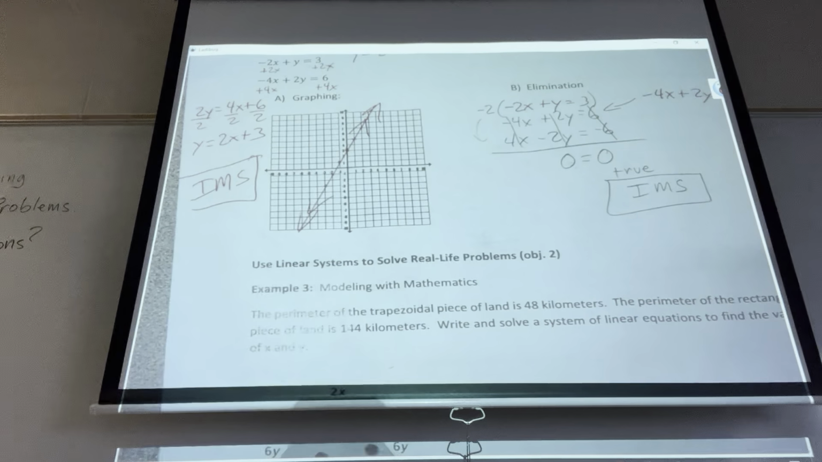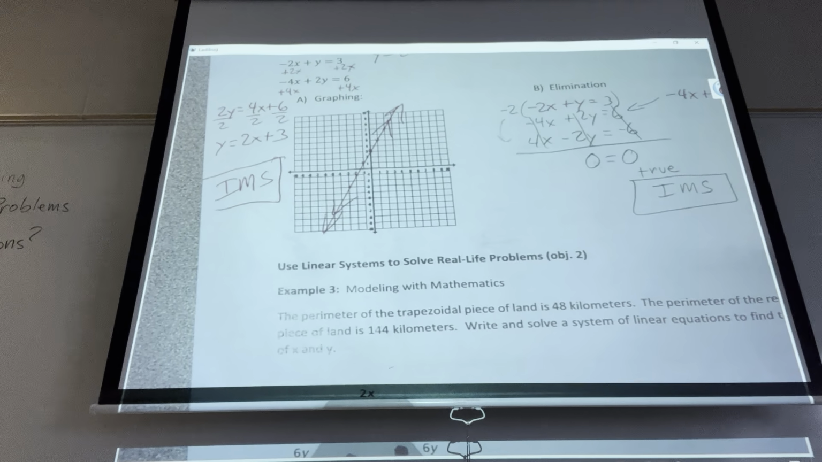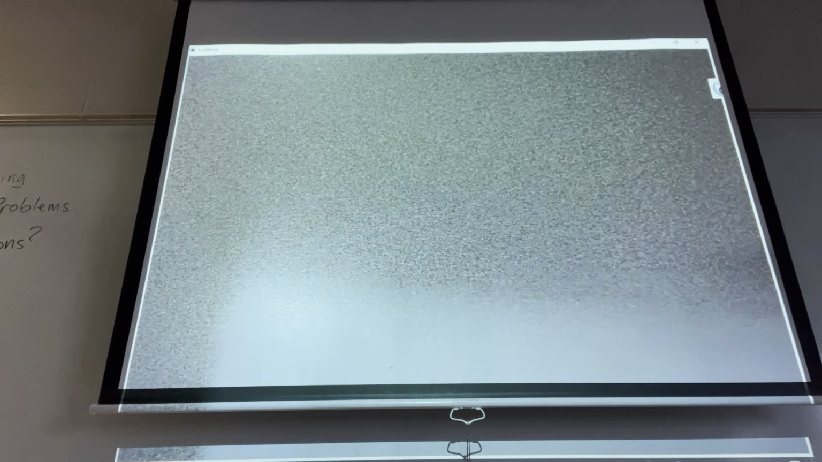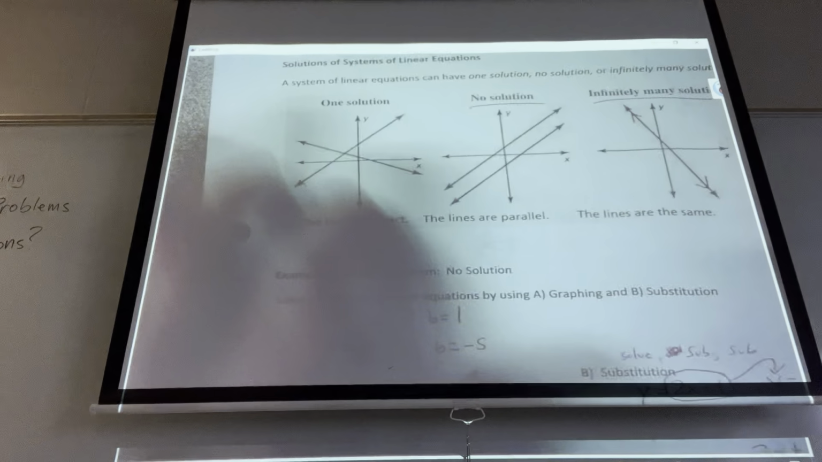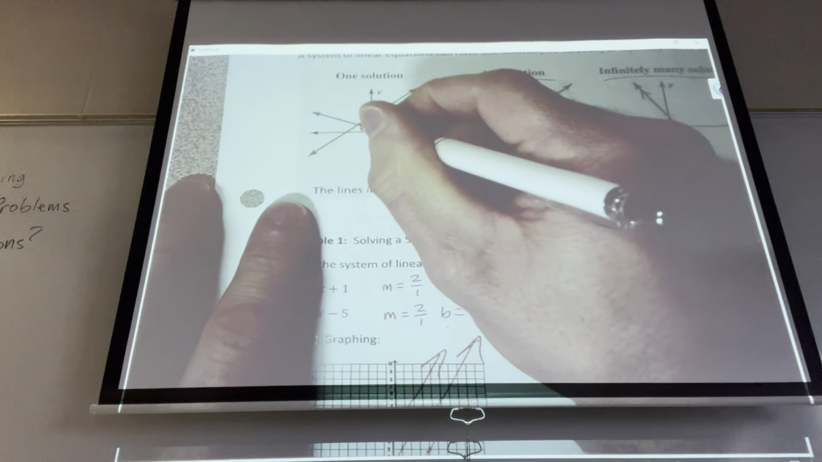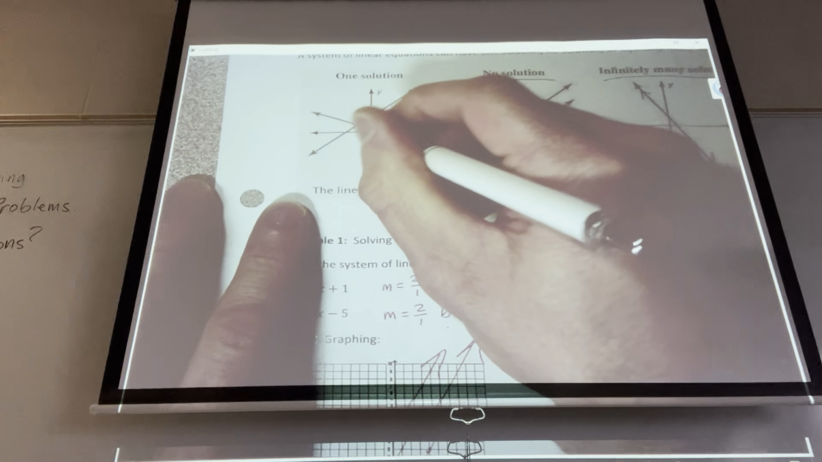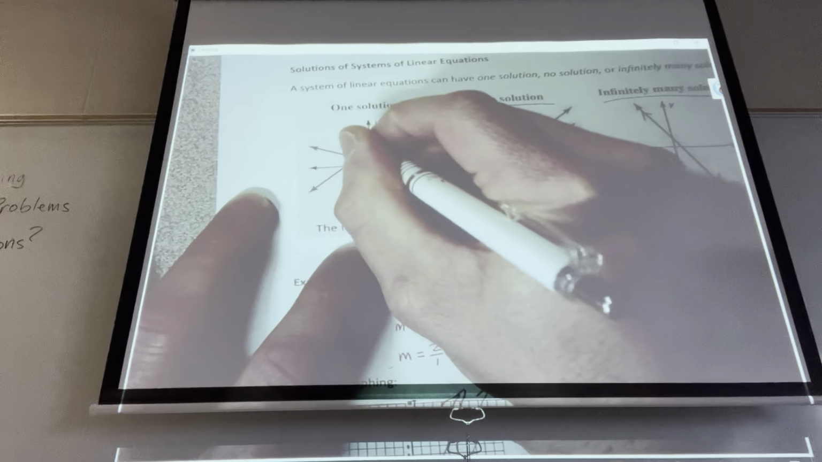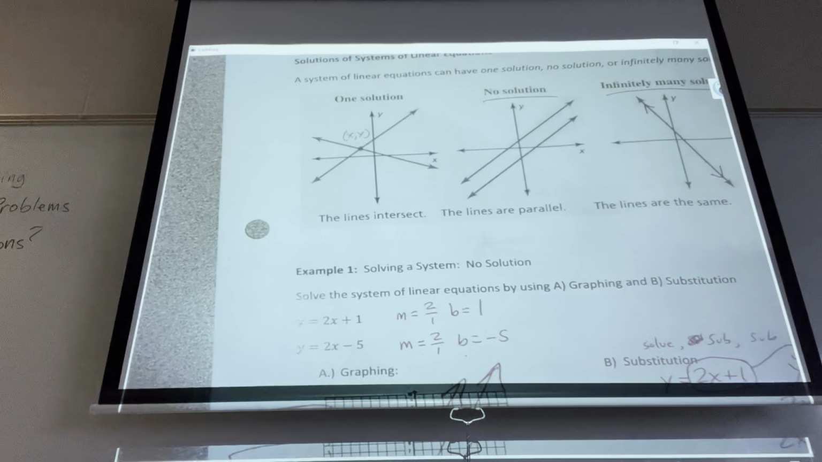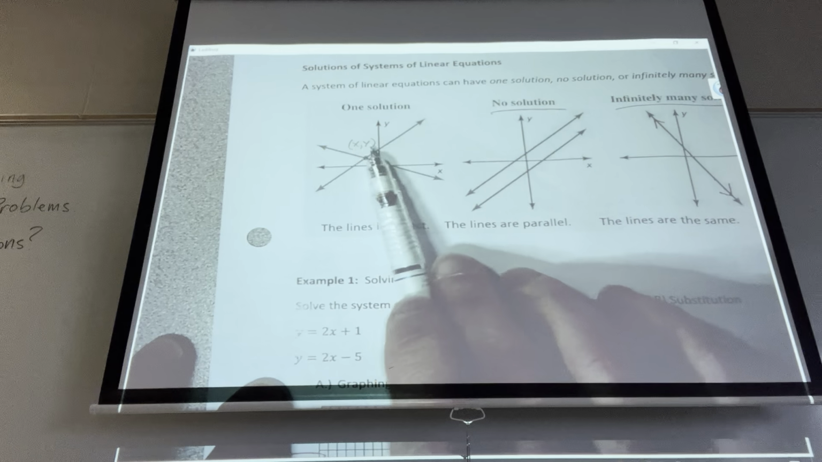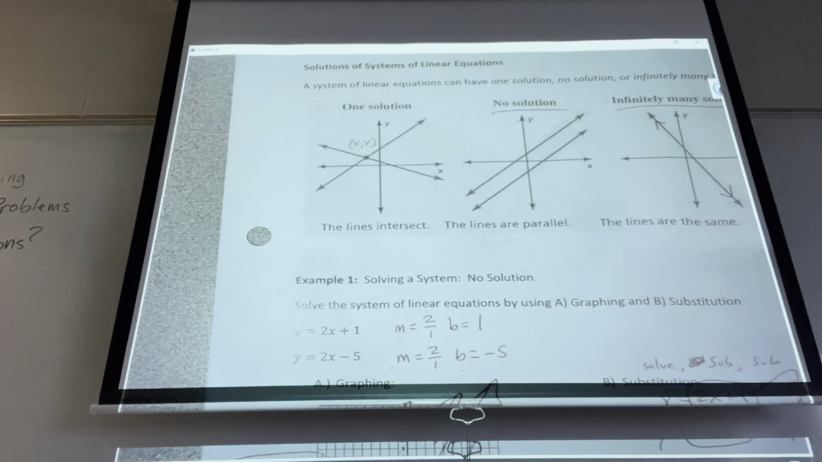And class, that's it. Those are the two special cases. Just a heads up. On one solution, they call it one solution because isn't it intersecting at a point? But doesn't a point have an X and a Y? So I just want to be clear on that. We think of this as one solution, even though there is an X and a Y. I just wanted to point that out.